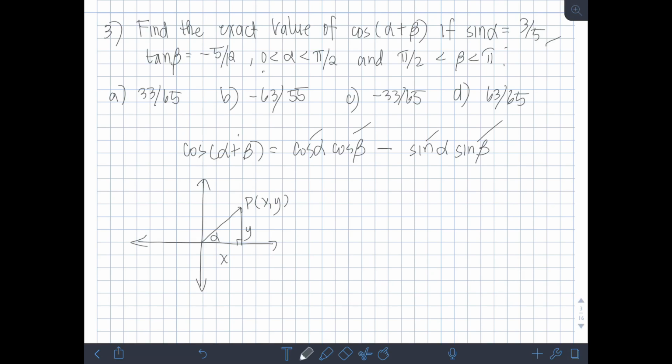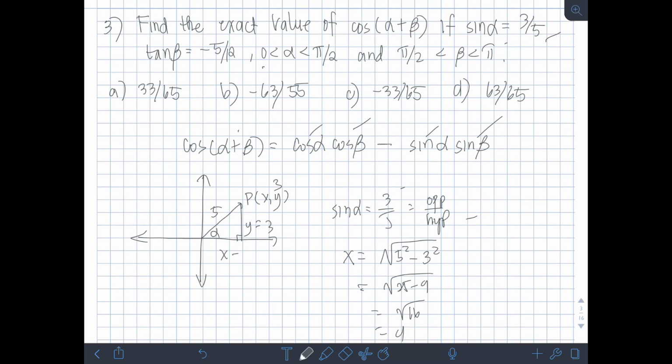So, meron tayong x, y. So, given tayo na sine alpha is equal to 3 over 5, which is opposite over hypotenuse. So, yung opposite natin ay itong y, which is 3. Tapos, yung hypotenuse natin ay 5. So, masasolve natin dito si x. So, x is equal to, Pythagorean, square root of 5 squared minus 3 squared. So, equal siya saan? Square root of 25 minus 9 or square root of 16 or simply 4. So, therefore, x is equal to 4.